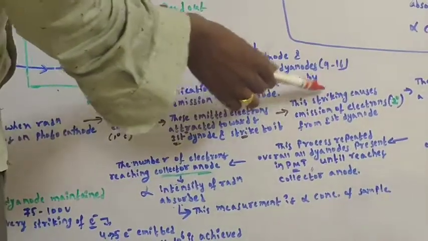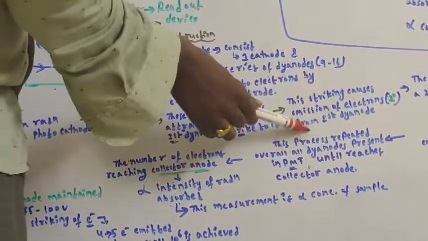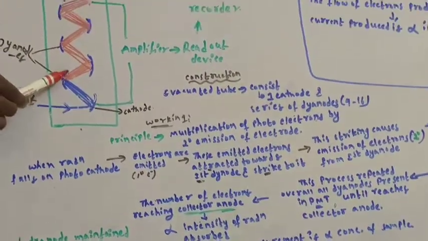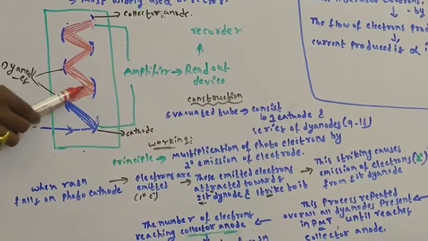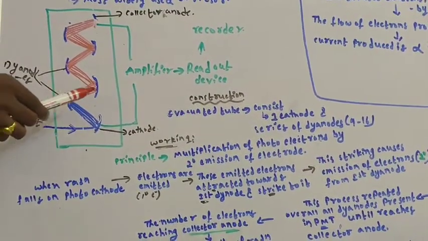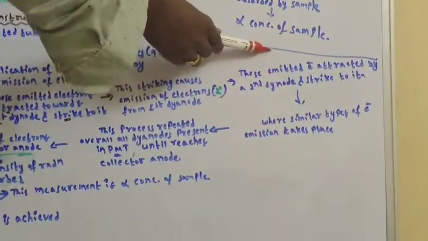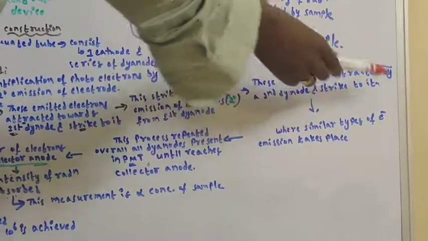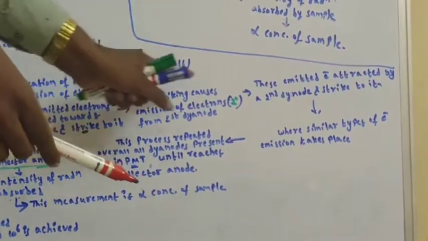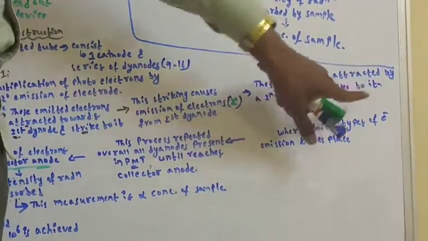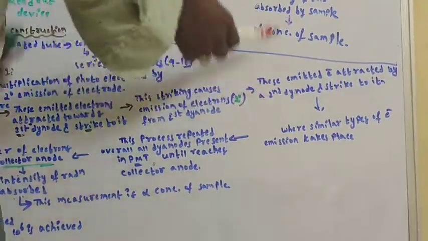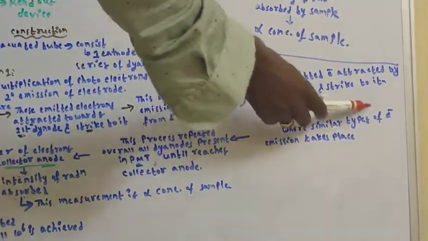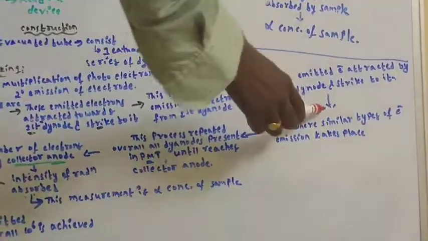Then this striking causes what? Emission of electrons from the first dynode. Whenever the primary electrons strike the first dynode, it will cause emission of some more electrons from the first dynode. These emitted electrons are attracted by the second dynode and strike it. After striking the second dynode, a similar process takes place, where some more electrons are emitted. This process is repeated.